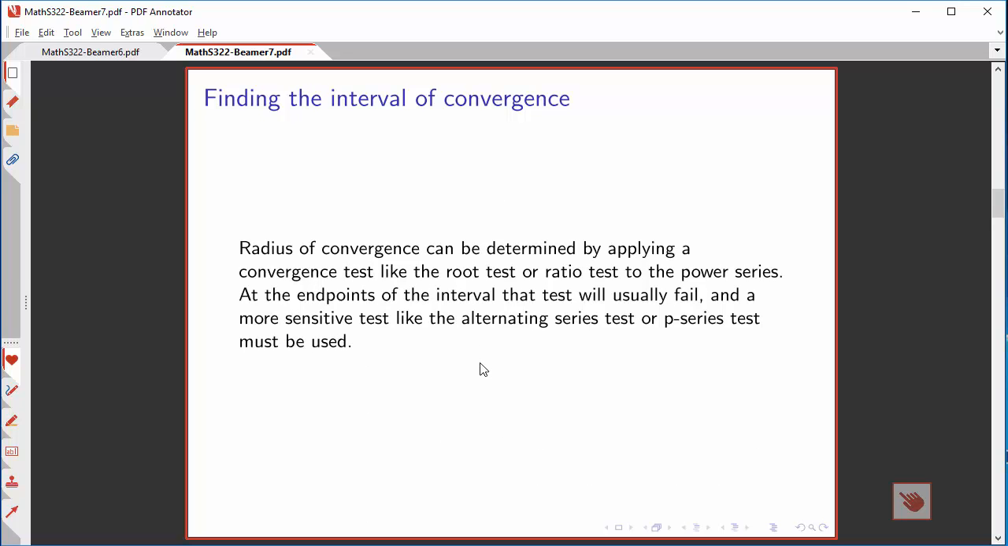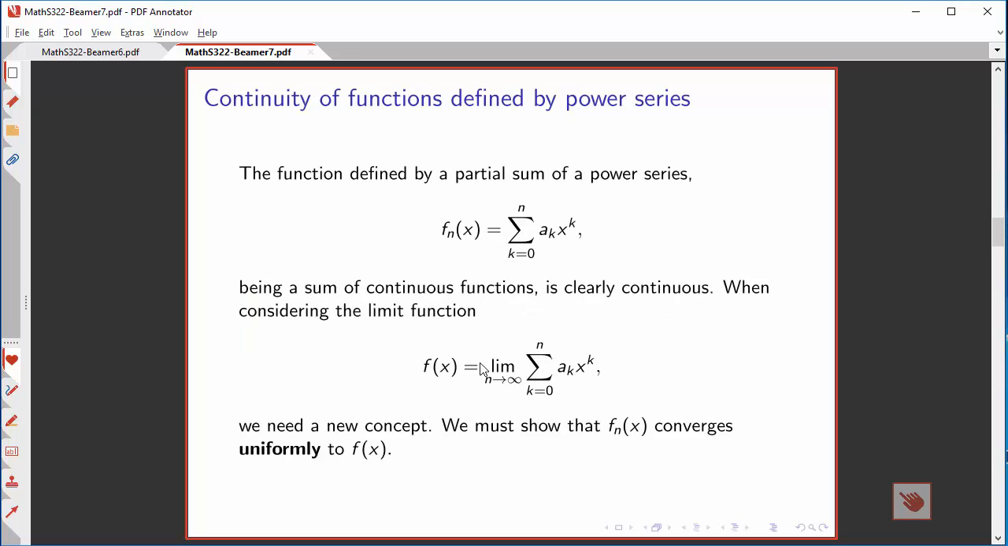How do you find the interval of convergence? Well, Ross has a set of rules for doing this, but I have a simpler way, which I'm going to encourage you to use. Just apply the root test or the ratio test to the power series. What you will find is that the test works on some interval between minus r and plus r, and it fails because the root or the ratio is 1 at the endpoints. In that case, you have to apply a more subtle convergence test. We got lots of practice with this in class.